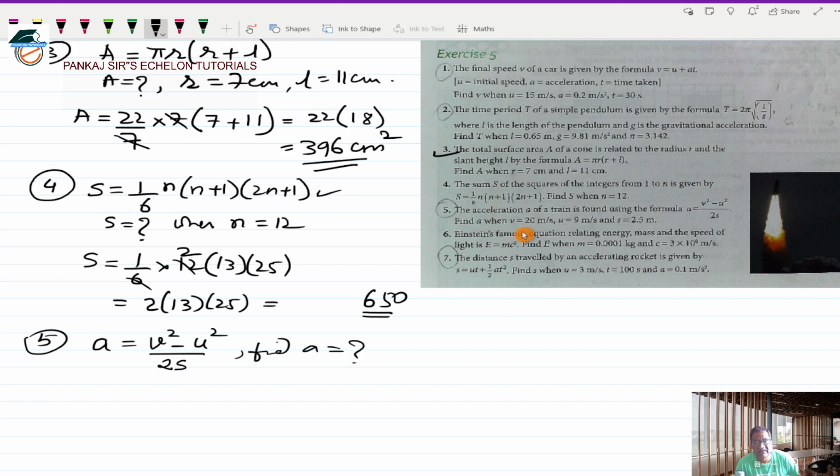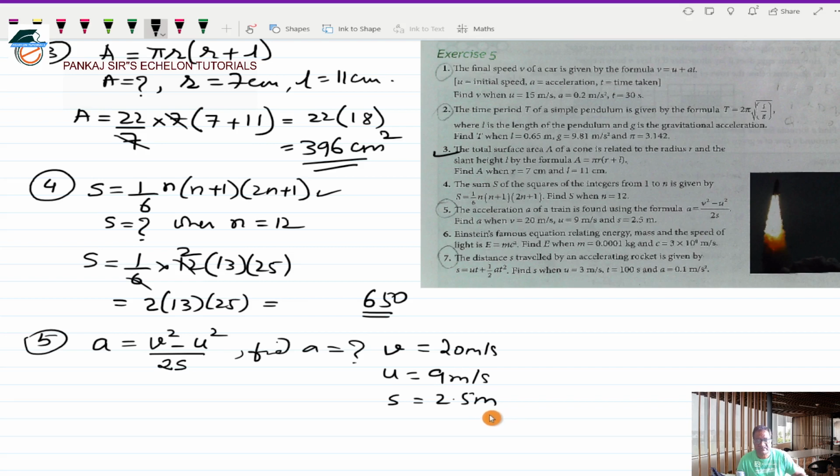Okay, find A when V is given as how much? 20 meter per second. U is given as 9 meter per second, and S is given as 2.5 meter. Now let me tell you, S is nothing but the distance, U is initial velocity, V is final velocity, and you can see all this velocity and the distance are in the SI system. Okay, meter per second and meter all belong to the SI system.